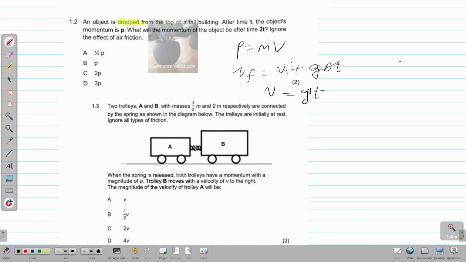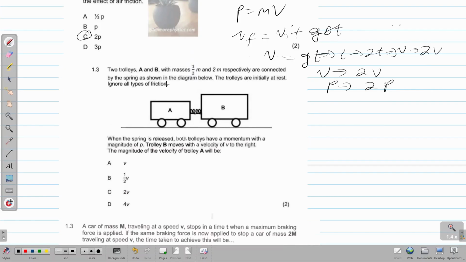We read this as velocity is directly proportional to time. So if I double t, then the velocity also doubles. So they are directly proportional. And therefore, if the velocity doubles, now we look at the relationship between momentum and velocity. Momentum is directly proportional to velocity. So if you double the velocity, then the momentum also doubles. And so the answer there is number C. That is our correct answer there.